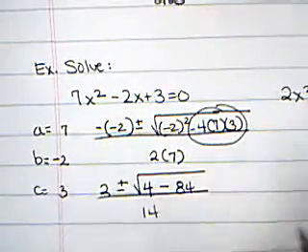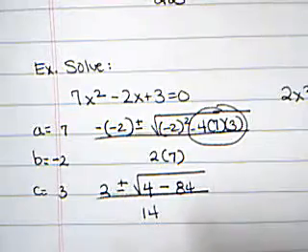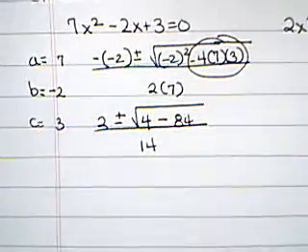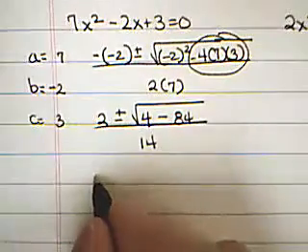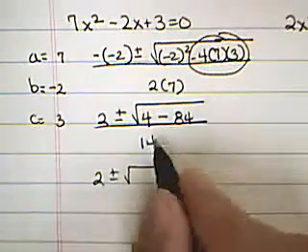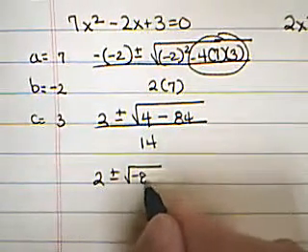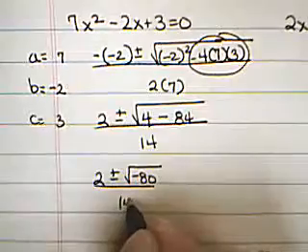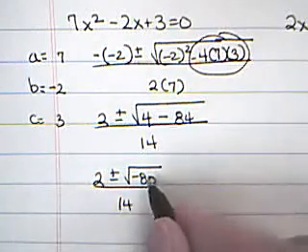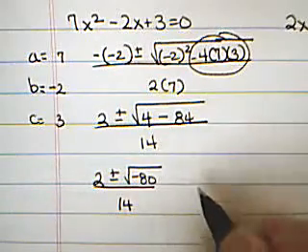So at this point, we do not have any parentheses. And then we simplify from here, adding what's underneath the radical. So we would have 2 plus or minus the square root. 4 minus 84 is actually negative 80, divided by 14. And in this case, we have an i because of the square root of a negative number.